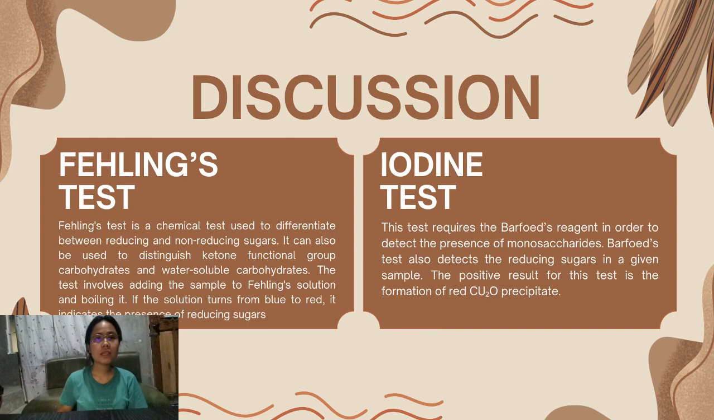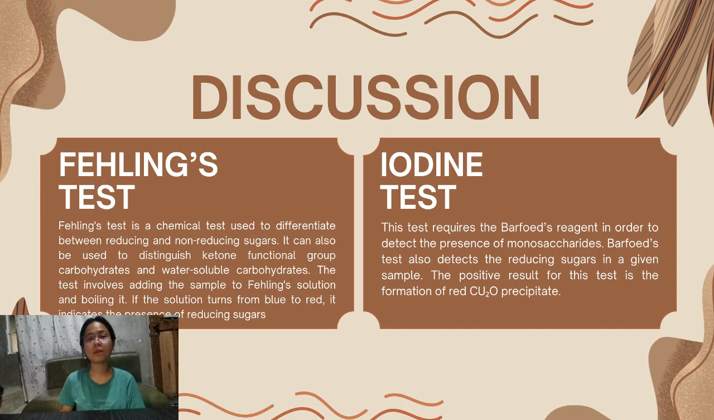Fehling's test. This test is used to differentiate between reducing and non-reducing sugars. So, it can also be used to distinguish ketone group carbohydrates and water-soluble carbohydrates. So, in this test, if the given sample shows a positive result, it will form a red solution, indicating the presence of reducing sugars.